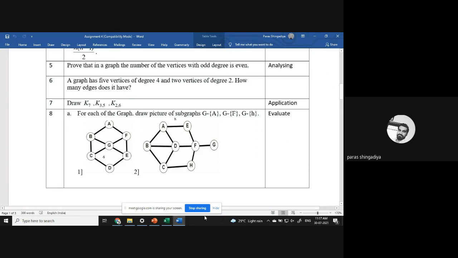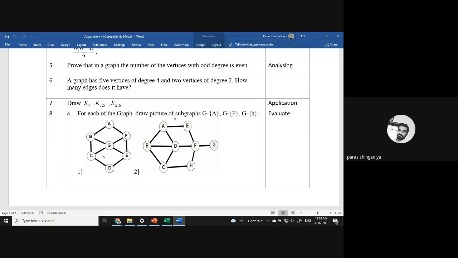In this question number 8, two graphs are given. Both are known as graph G, and here you have to derive subgraphs. Which subgraphs do you have to derive? The key condition is given: you have to consider G minus A, G minus F and G minus small h. That will be your subgraphs. Clear? What is the meaning of G minus A?